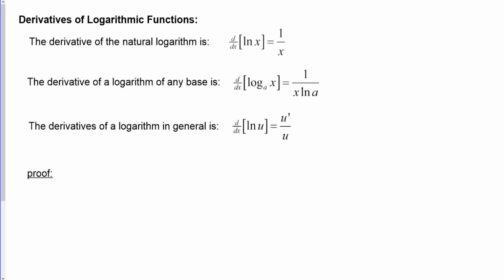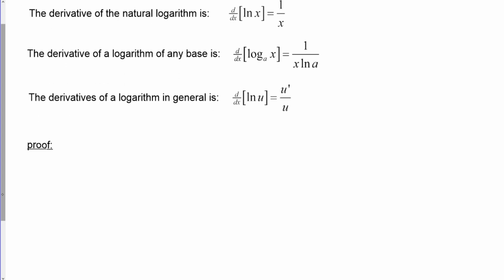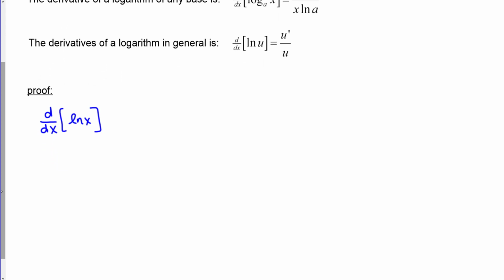So let's take a look at the first one, the derivative of the natural logarithm. The way we're going to do this, as we get more and more rules for differentiation, we don't always have to go back to the limit definition. We absolutely could here, and there is a way of proving this with the limit definition, but it's not really necessary. In fact, the way I'm going to approach this is I'm going to let some function y be equal to the natural log of x.